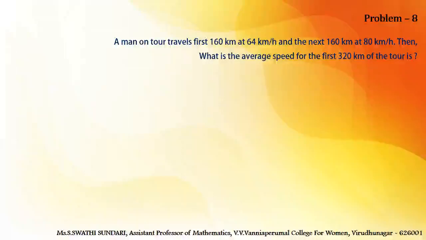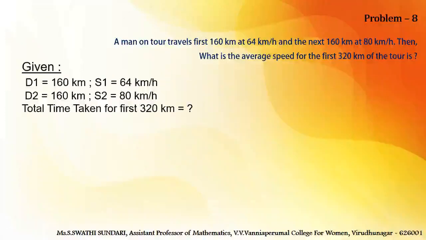So as usual, we're gonna observe this problem and write down the given. Here there are two distance values and two speed values. So we're gonna write it down: D1 as 160 km and D2 as 160 km, and speed 1 is 64 km per hour and speed 2 is 80 km per hour. Here we're gonna find the total time taken for the first 320 km.